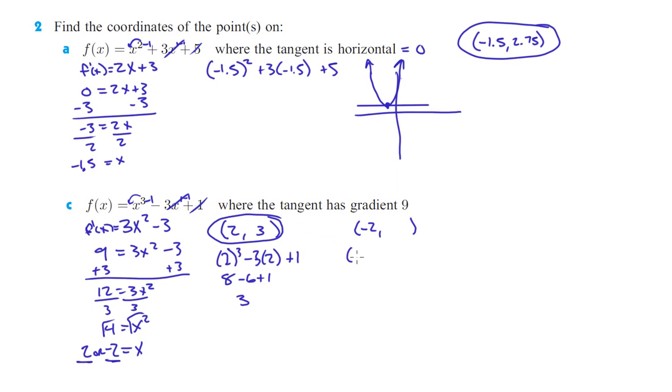And then for the other one, we do negative 2 cubed minus 3 times negative 2 plus 1. So negative 2 times negative 2 times negative 2 is negative 8. And negative 3 times negative 2 is plus 6, plus 1. So that's negative 8 and positive 7, so that's negative 1. Okay, so there are the 2 different points where the tangent has a slope of 9 on this function.